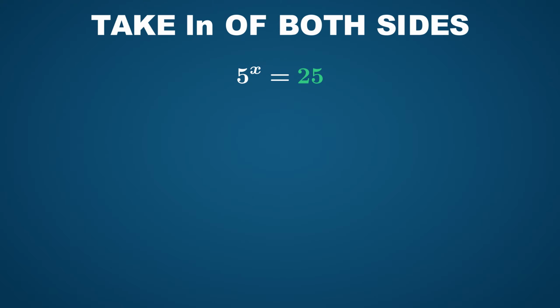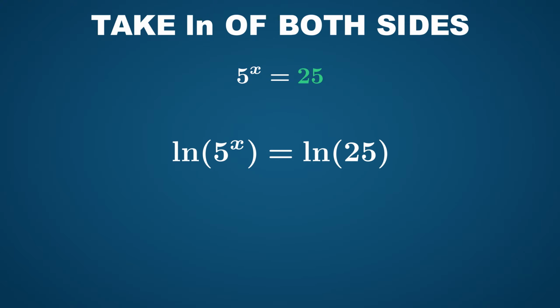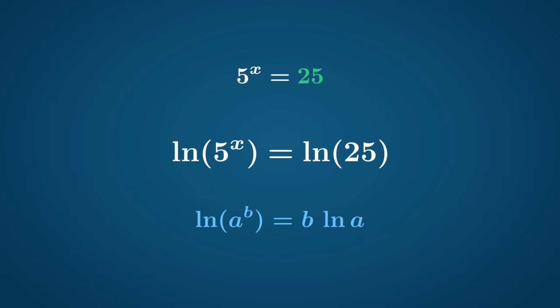We can take the natural logarithm of both sides. We apply the natural log to the left side expression. Then we apply the natural log to the right side value. The left side becomes the natural log of 5 to the x. The right side becomes the natural log of 25. Now we use a very powerful property of logarithms.